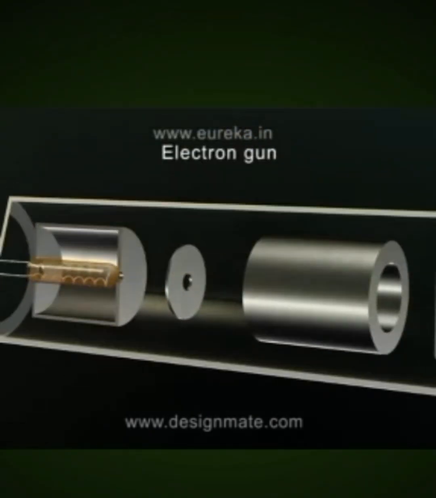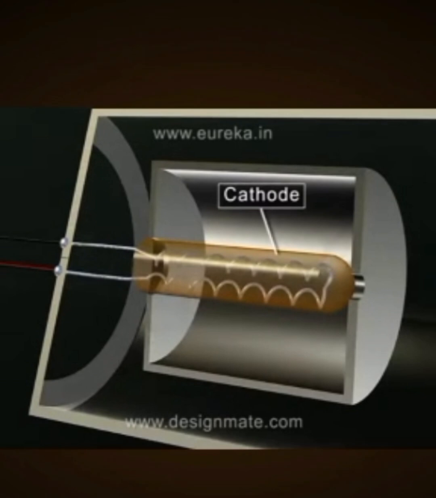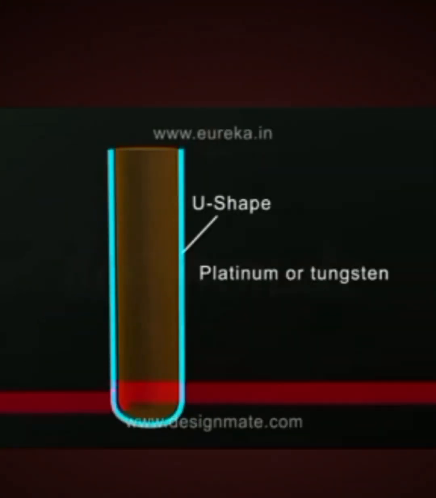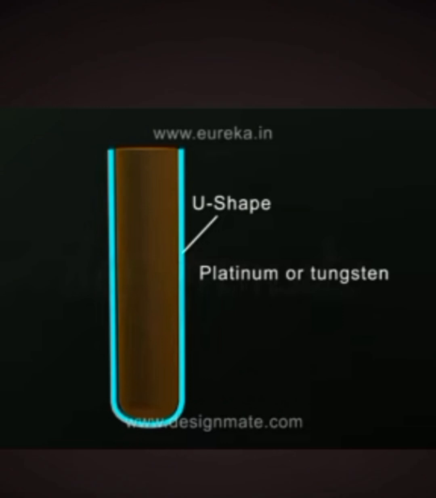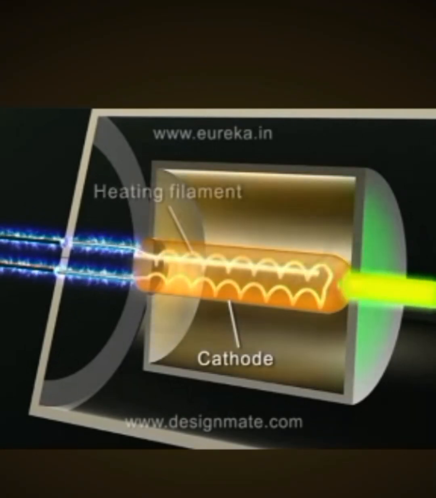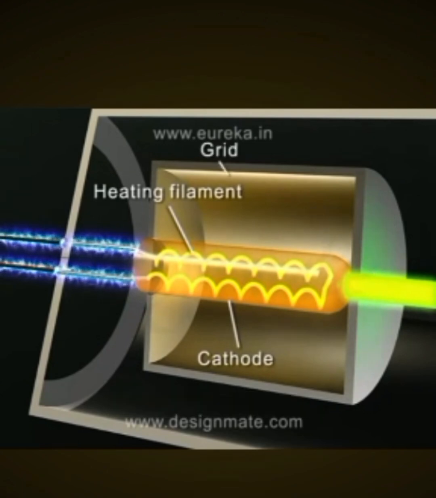Electron gun. Electron gun consists of a number of electrodes. Cathode. Cathode is a U-shaped tube made of platinum or tungsten, coated with a mixture of barium and strontium oxides. When current is supplied to the heating filament, it heats up the cathode to a high temperature, which emits a large number of electrons by means of thermo-ionic emission.